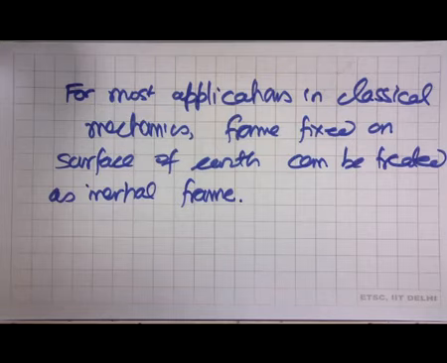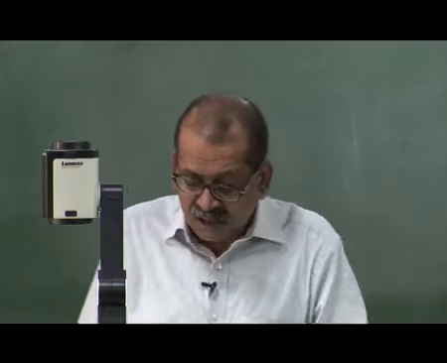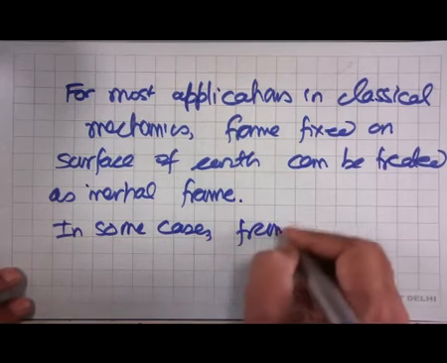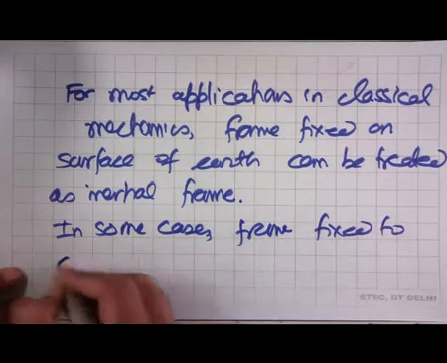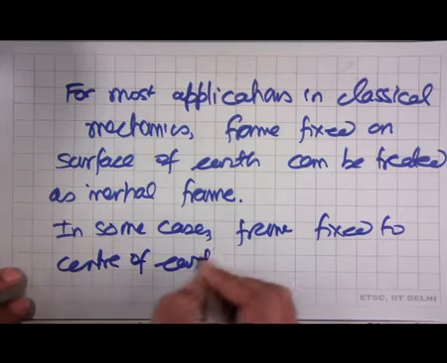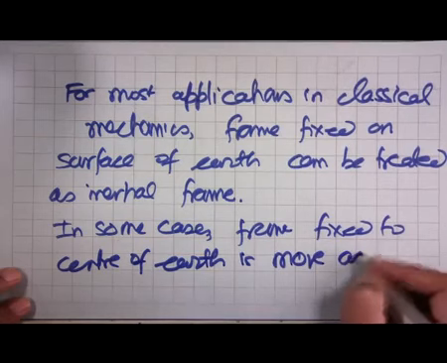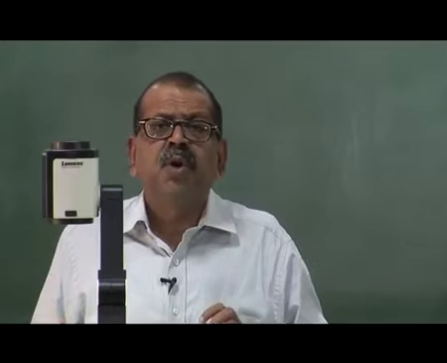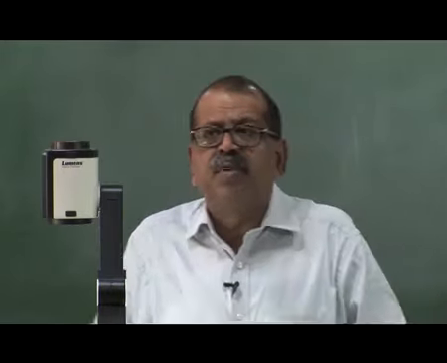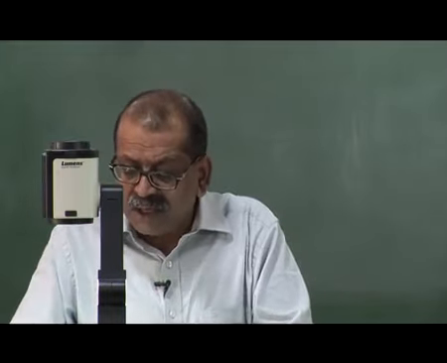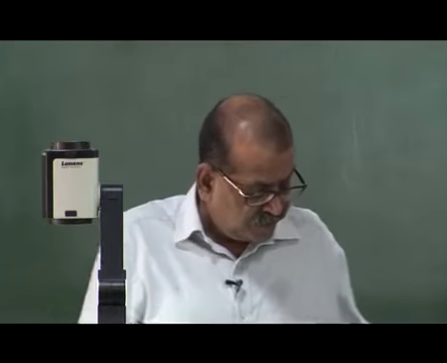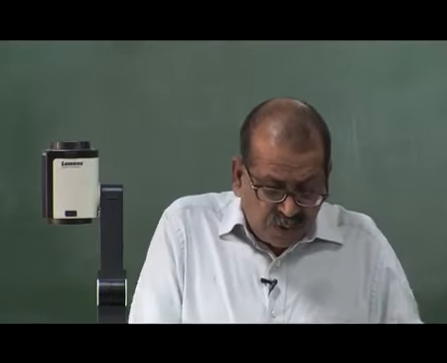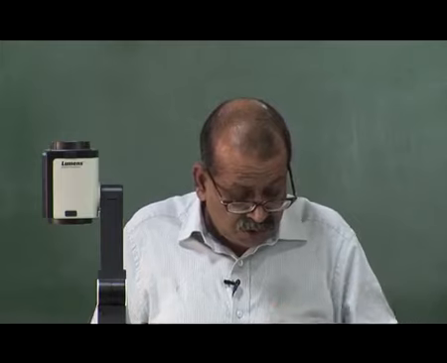So, in some cases where we want to really account for the rotation of the earth, the frame fixed to the center of the earth is more accurate. Normally in most problems of classical mechanics, these two frames work. As we said, when we look at typical problems of a body moving, a vehicle moving and things like that, the frame fixed to the center of the earth will suffice. So, this was a bit of discussion which we had on inertial frames, and with that we move on to Newton's second law.